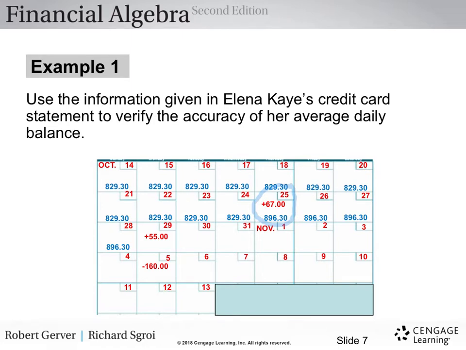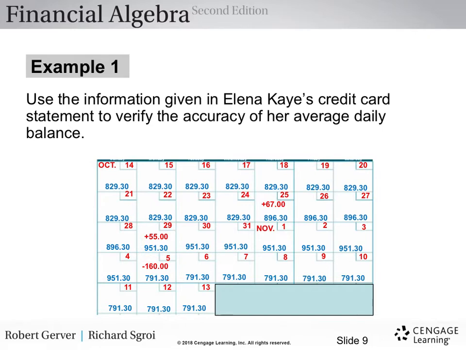Now notice the 29th, she made another purchase. So let's see how we deal with that. On the 29th, she made another purchase of $55. Again, we increase the average daily balance to $951.30. And we kept it at $951.30 all the way through the 4th of November. Now, notice the 5th of November, she made a payment. So let's see how that affects it.